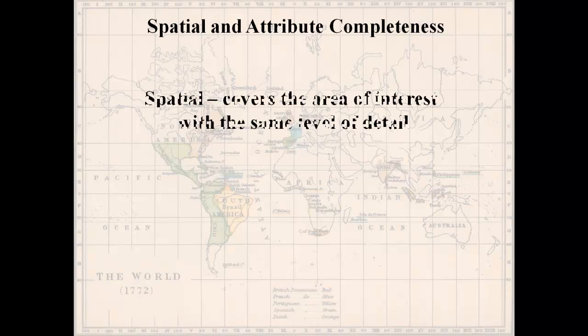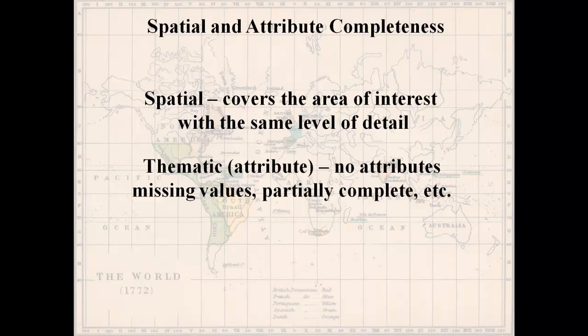Spatial and attribute completeness, that's kind of like that logical consistency, but spatial covers everything with the same level of detail. You'll see problems with this sometimes when there are places that are hard to get to and places that are easier to get to. You might have more data in the places that are easier to get to than the ones that are harder to get to. So that becomes a spatial issue. Thematic, you don't have missing values, you don't have things that aren't done.